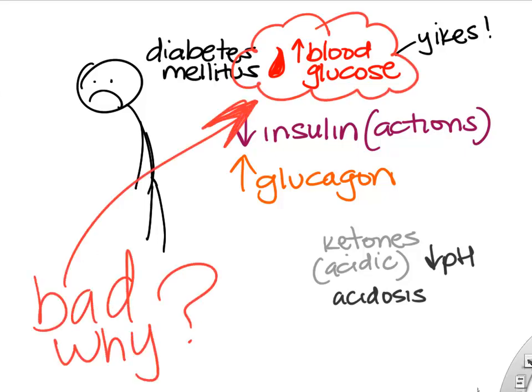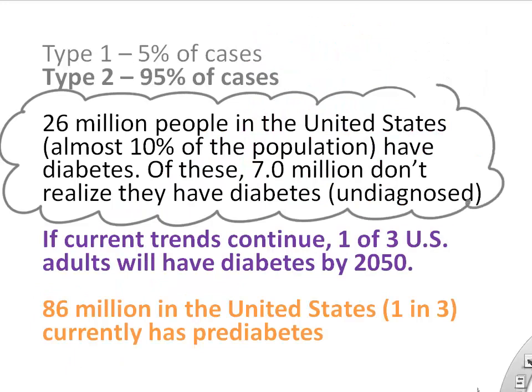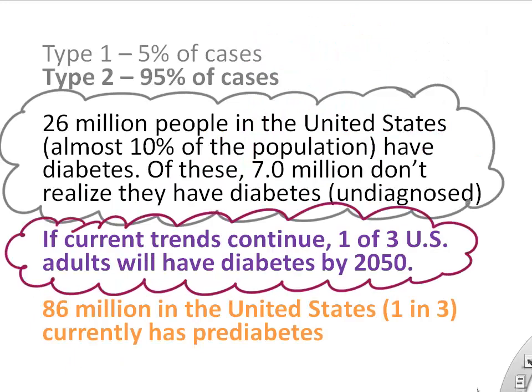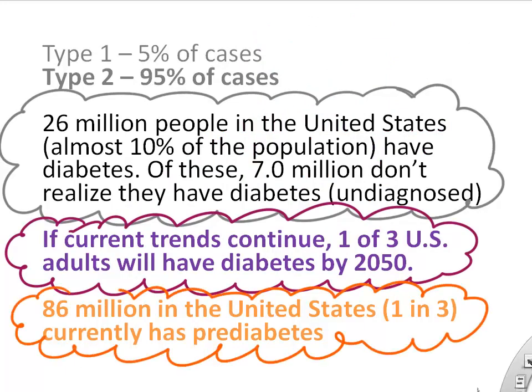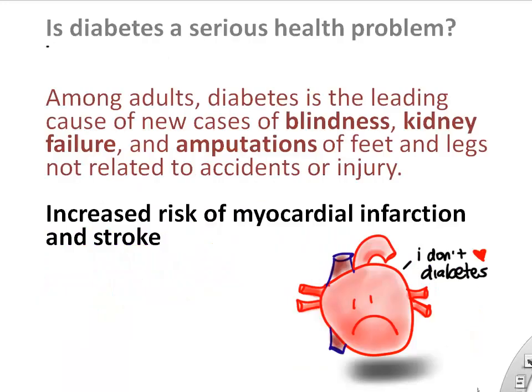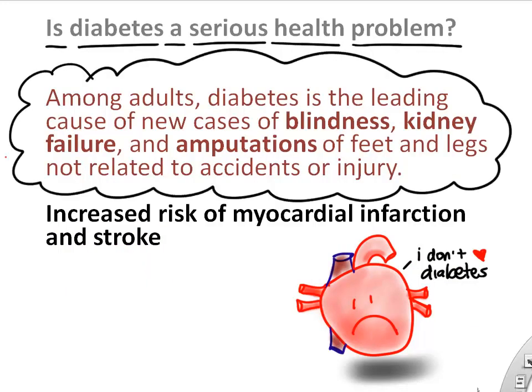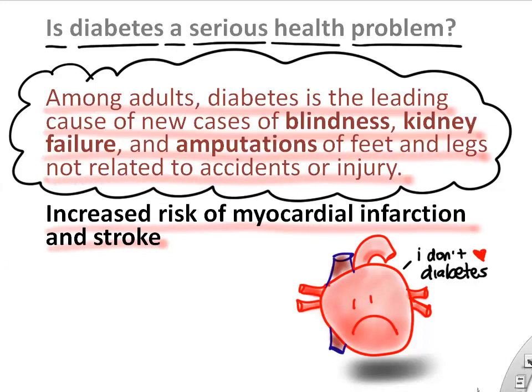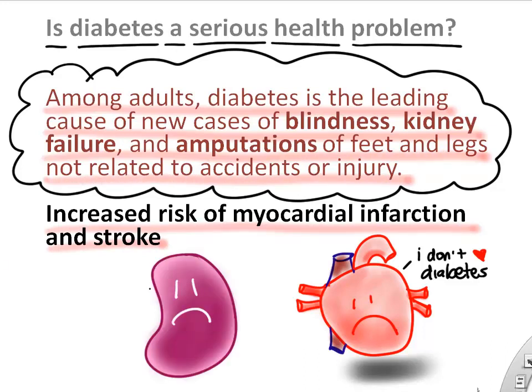So what's so bad about diabetes? Well, one is that a lot of people in the United States have diabetes, and even more are at risk for getting diabetes in the future. And so most of those people will have type 2 diabetes, and some of the health outcomes and the health effects of diabetes are pretty severe. Things like blindness, kidney failure, amputations of arms, legs, feet, and also heart attacks and stroke. So there's a lot of serious health problems that are brought about by having diabetes.